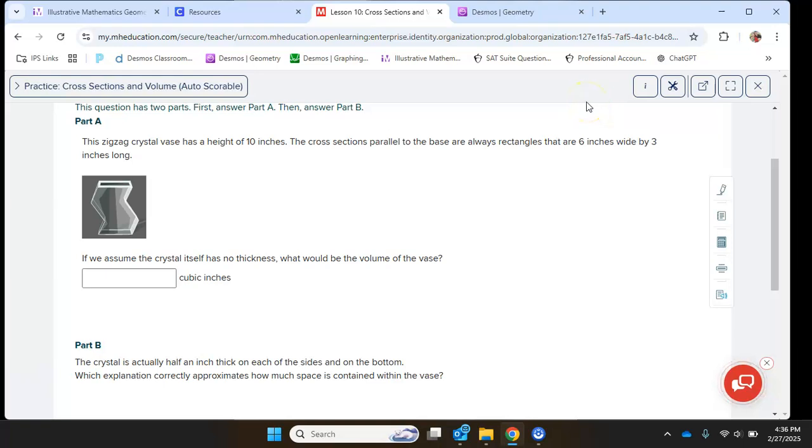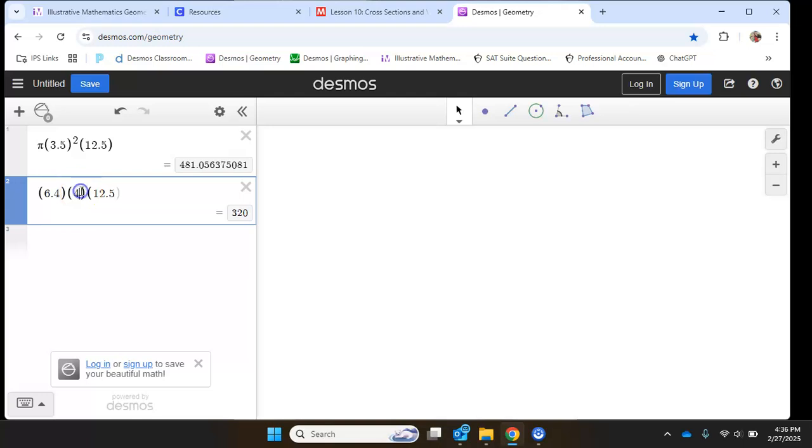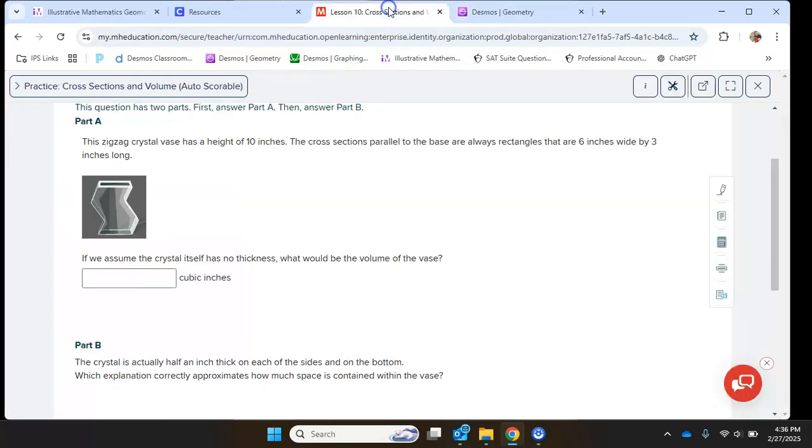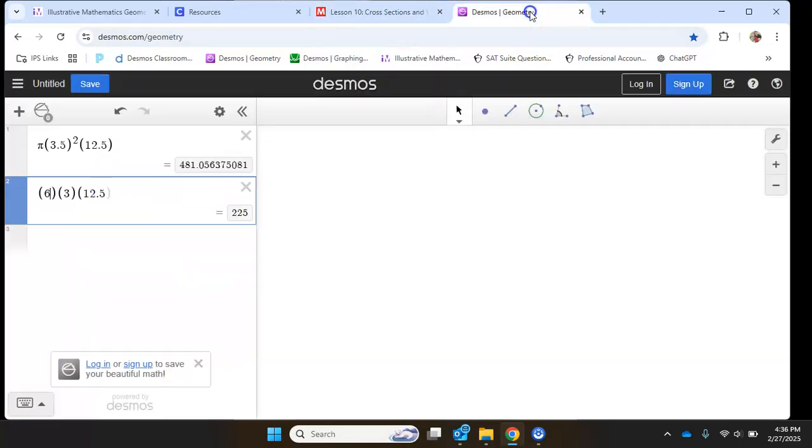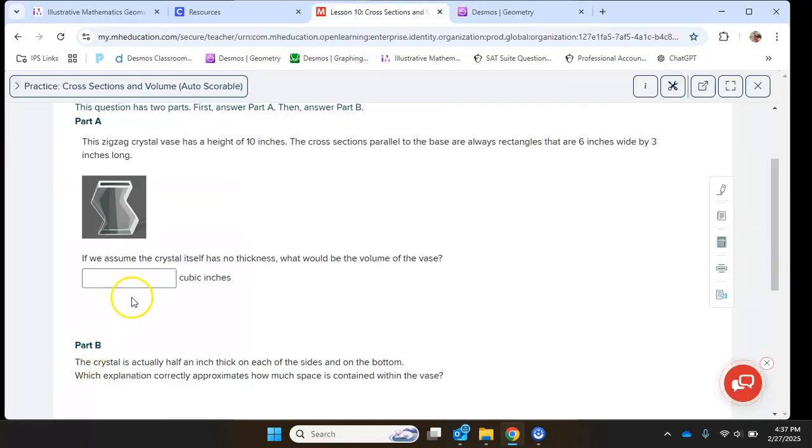Well, it's a 6 by 3 rectangle, that's 18. Times the height of 10. That would give us 180. If we assume the crystal has no thickness, that would be 180 cubic inches.